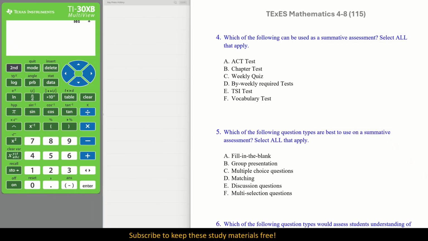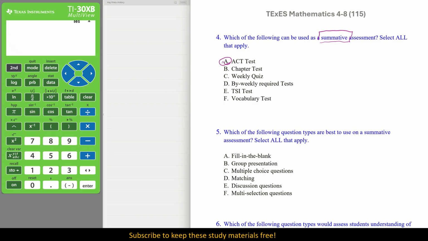Number 4, which of the following can be used as a summative assessment? Select all that apply. That's a situation where you want to see everything the student has achieved or mentally collected for an extended time period. Well, let's look at our options. Obviously, A, ACT test, absolutely. That would be over time.